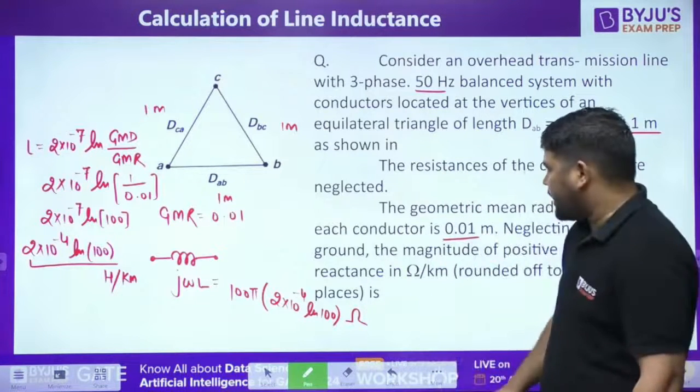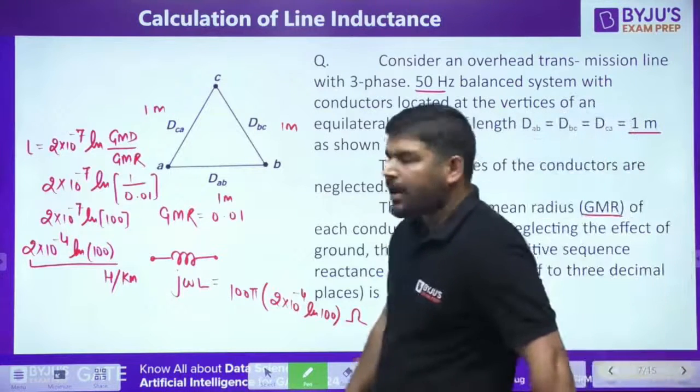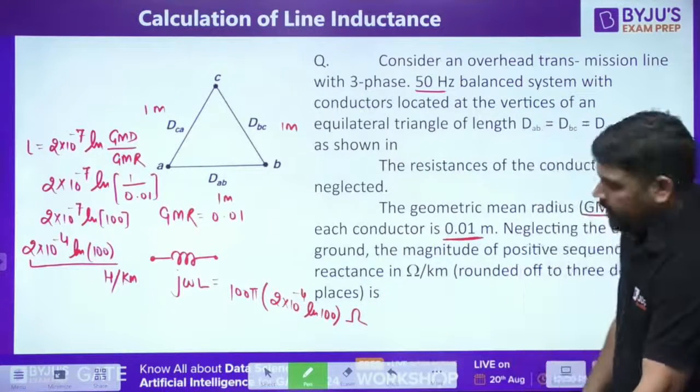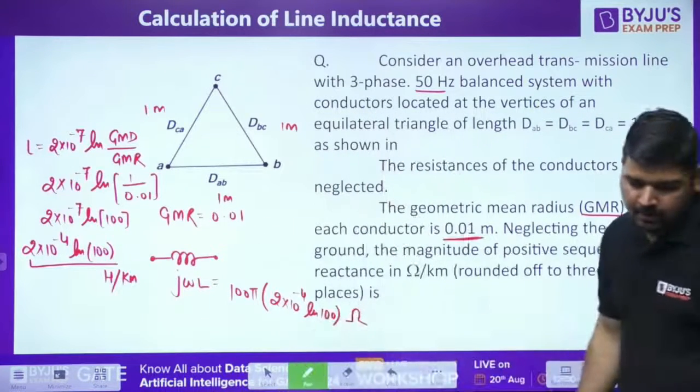Why not 0.7? Because GMR is already given, na? To calculate GMR, we use 0.7788 R, but GMR is already given to us, 0.01. So directly we will put the GMR value.